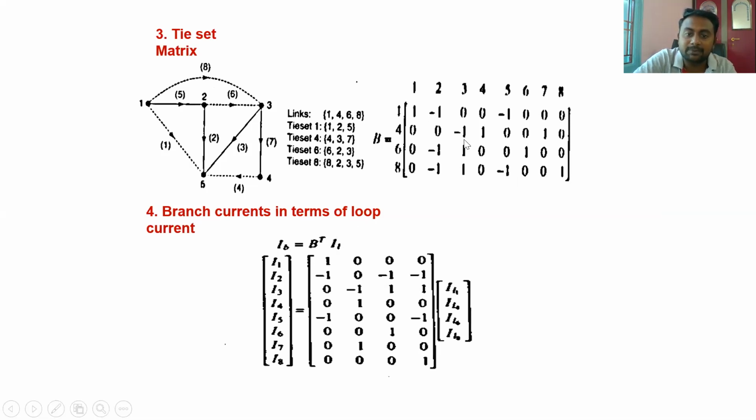So I am taking the transpose of this matrix. The branch currents are I1 to I8, and the loop currents are I1, I2, I3, and I4. So I solved the given problem and found the results.